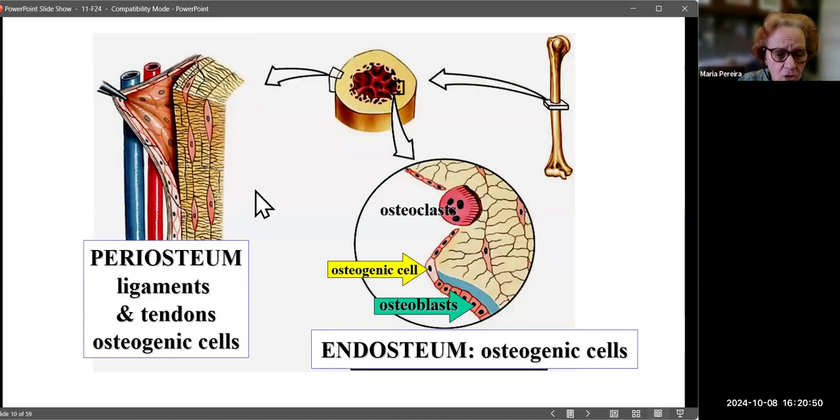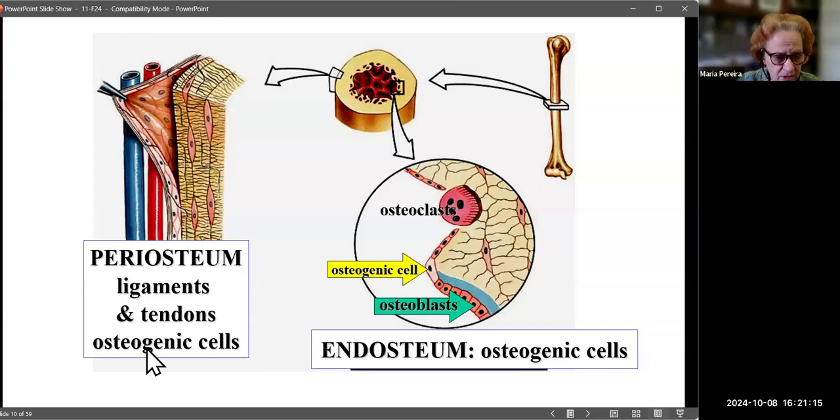Okay, so here we have the periosteum and the endosteum. So this is connective tissue. And you see that the periosteum is present on the outside of the diaphysis of the compact bone. And this is where the ligaments and tendons attach. It also has blood vessels, and it contains the osteogenic cells.